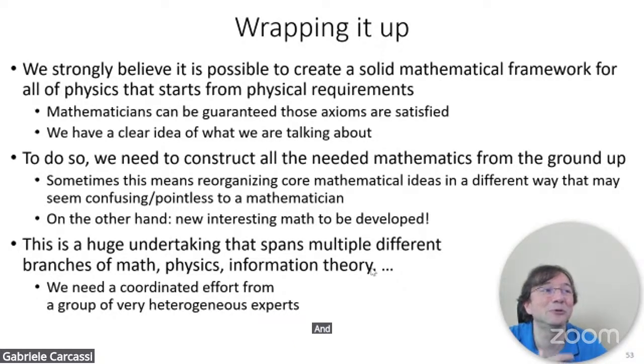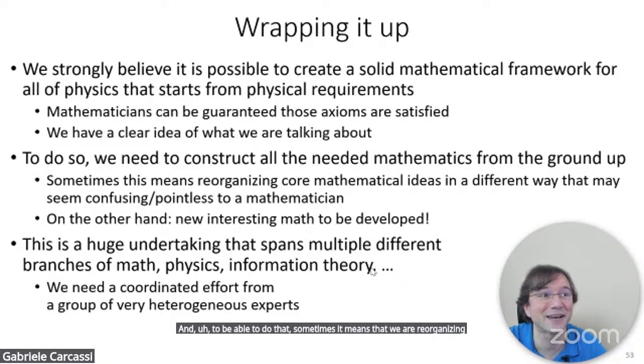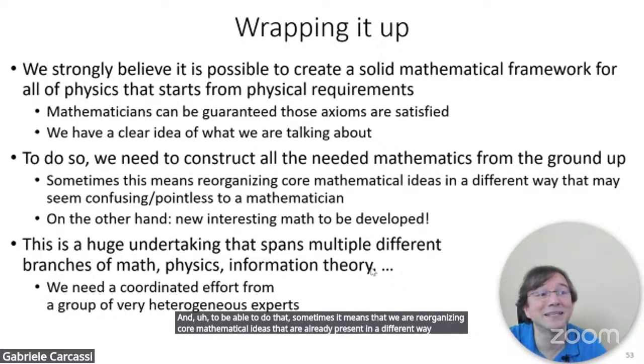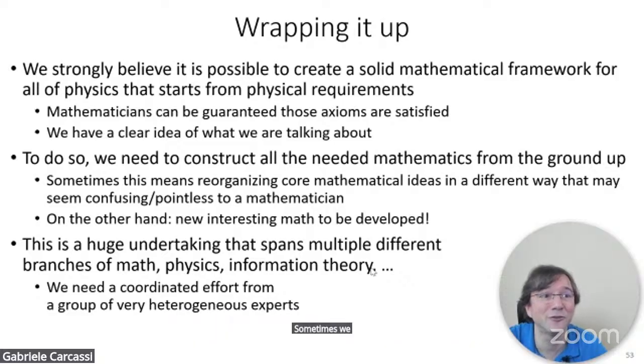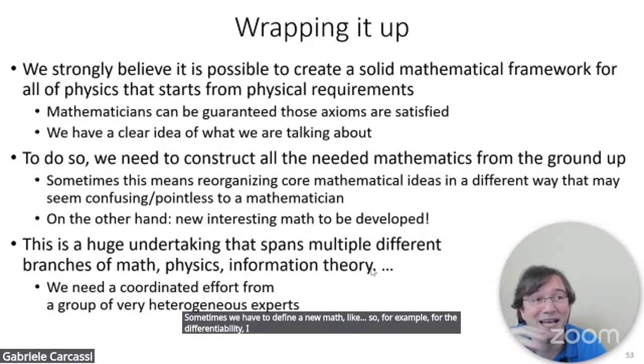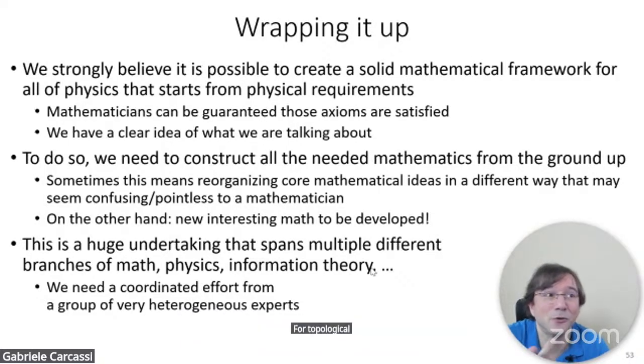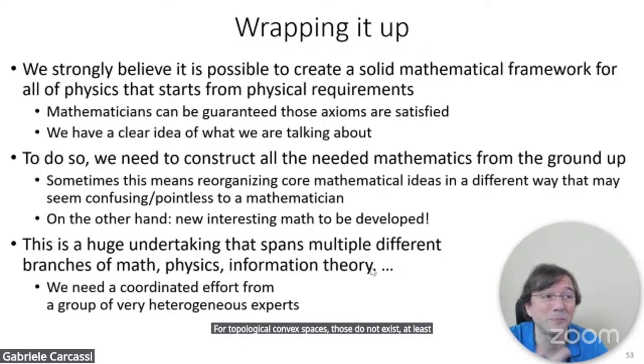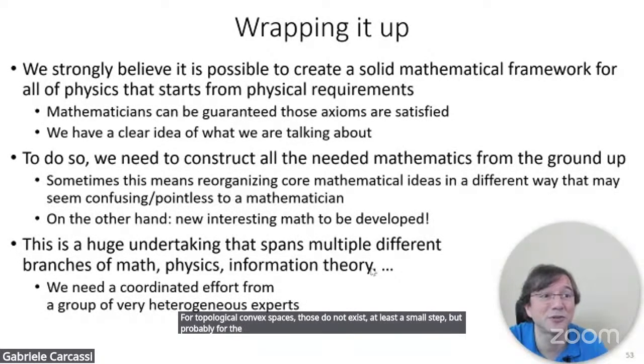To be able to do that, sometimes it means that we're reorganizing core mathematical ideas that are already present in a different way. But sometimes we have to define new math. For example, for the differentiability, I think it's more like reorganizing things that we already have. But for topological convex spaces, those do not exist. Though it's a small step, but probably for the non-additive measure theory in the way that we need it, that's probably a much bigger step. That's really new math that needs to be done.